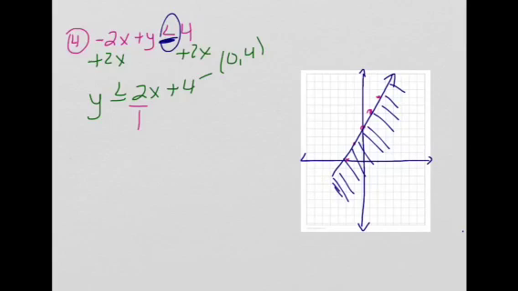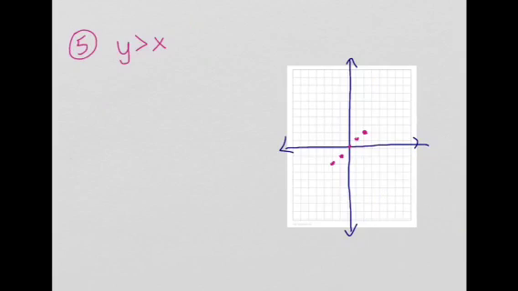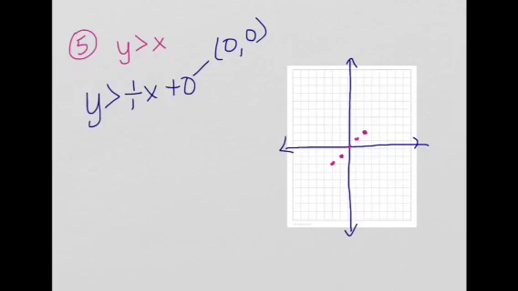Now you want to make sure on your graph that you're graphing and covering the entire space of your graph that is less than. With our y, we're going to go ahead and change this so that we can graph it. So we're going to do y is greater than 1 over 1x plus 0. We're going to find our starting point, which is origin. Use our slope, up 1 to the right 1, up 1 to the left 1. Now we're going to notice that this is greater than, so that means that this is going to be a broken line all the way across our graph.